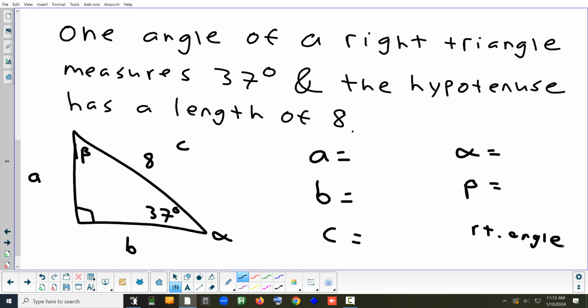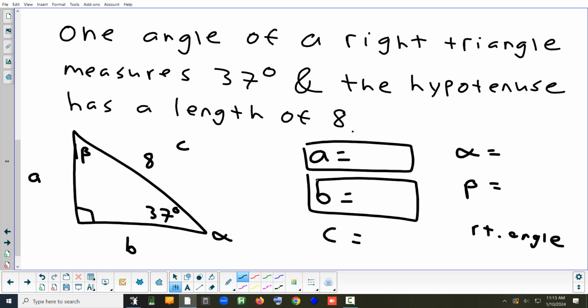Okay. And let's start filling everything in. Do we know A? No. So let's put a box around it because we need to figure that out. Do we know B? No. Let's put a box around that. Do we know C? Yes. So we don't need a box because we're not finding that one. Do we know alpha? Yes. Okay, so we got that one. And were we given beta? No, we found it.